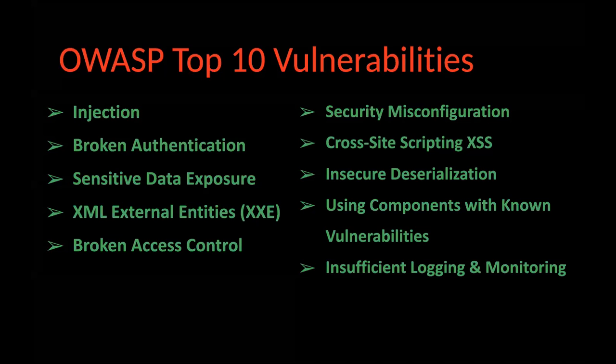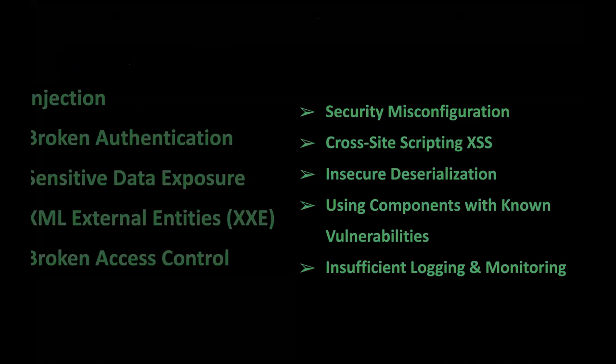Then the next vulnerability is insecure deserialization, like PHP deserialization and Java deserialization vulnerabilities. Then using components with known vulnerabilities, then insufficient logging and monitoring. These are the top 10 vulnerabilities according to OWASP.